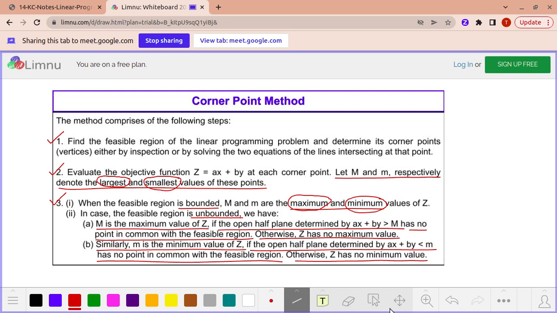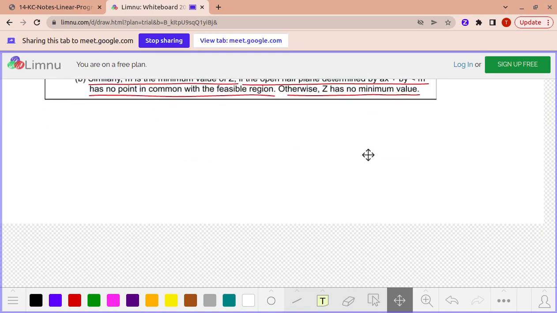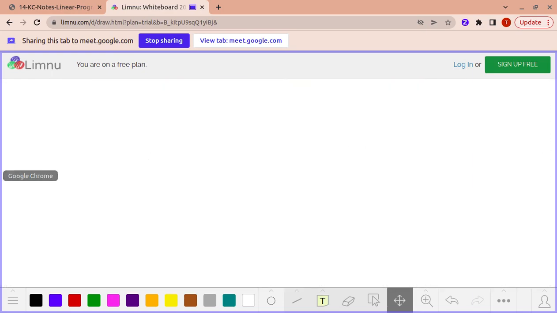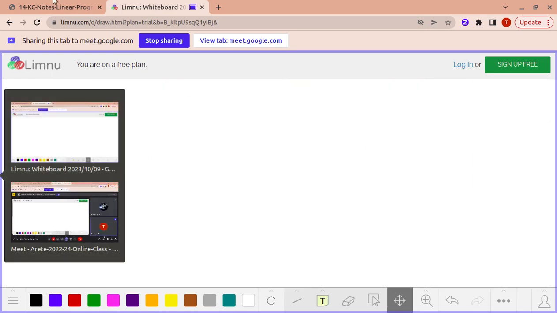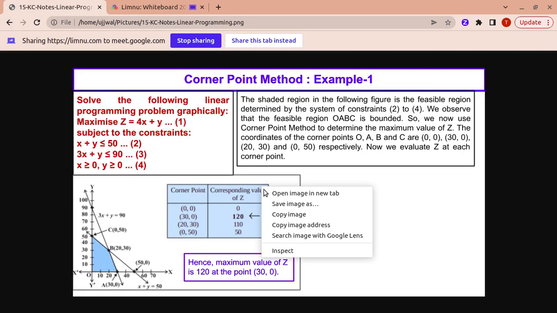Now, without wasting any time, let us solve a few questions. I have a plan to solve 5 questions. Let us see how much we can do today. So, the first question I am going to give you here, dear students.